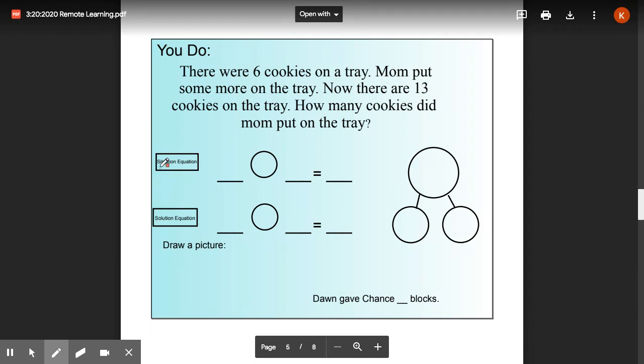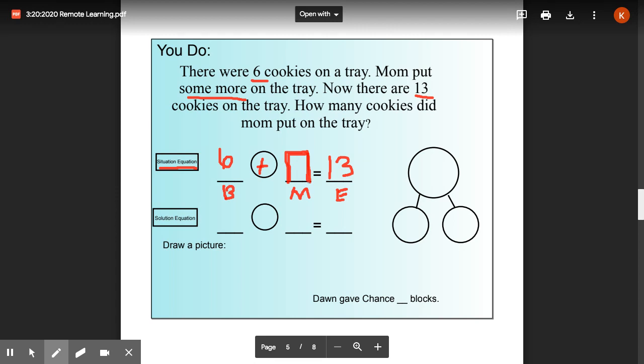All right, so the first thing we're going to do is create our situation equation. And remember, a situation equation has a beginning, a middle, and an end. So let's go back to our story problem and start with the beginning. There were 6 cookies on a tray. So I've got 6 cookies. Mom put some more on the tray. If she's putting more on the tray, I know she's adding, but I don't know how many she added. They just said some more, and that doesn't tell me a number. Now there are 13 cookies on the tray. Now she has 13. How many cookies did Mom put on the tray?